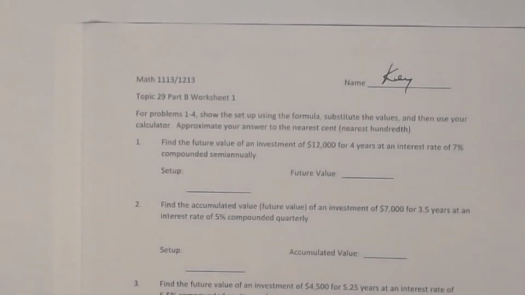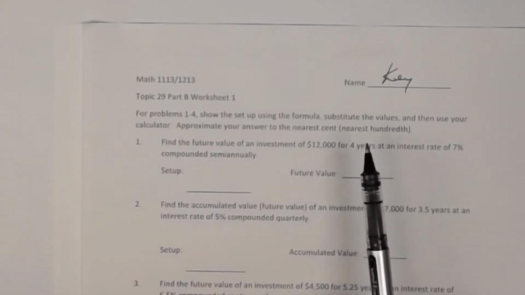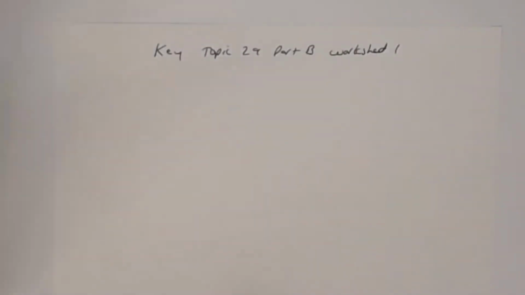This is a key to topic 29, part B, worksheet 1. In these problems, you're using the compound interest formulas. I'm asking you to write the setup and then give me the future value, or accumulated value. Notice the directions: round to the nearest cent, which is the hundredths place. Okay, so let's look at number 1.